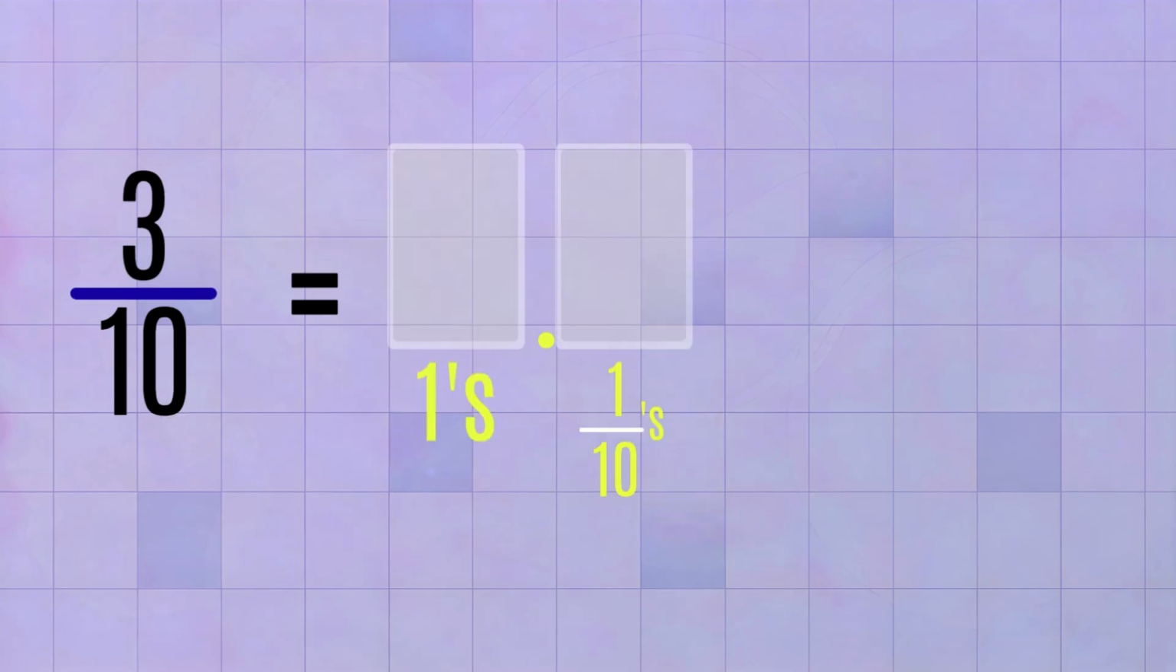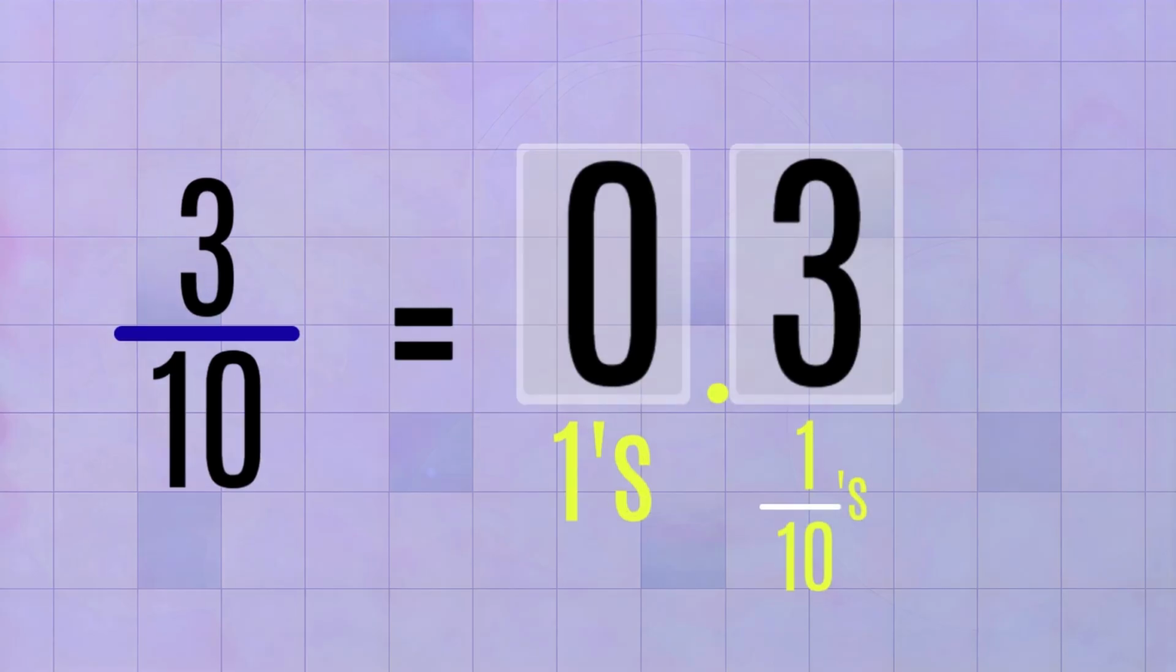Now we have our boxes. The 3 goes in the tenths box. If there are no whole ones, we put a 0 in the ones box as a placeholder. In fact, we don't even really need the ones box for numbers less than 1, but we keep it anyway, just to make things less confusing.